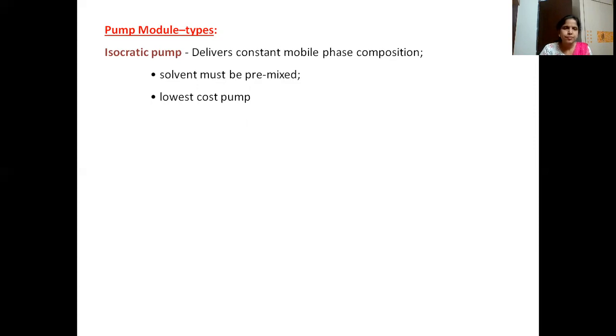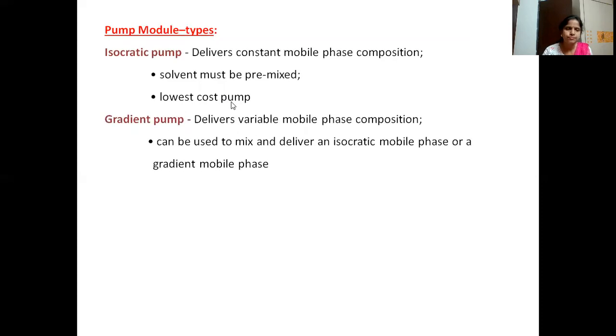So in an isocratic pump, whatever composition we need, whether it is 1:1, 1:2, or any ratio, that composition will be maintained. So here the solvents must be pre-mixed. We have to mix them, and the data will be given in the computer, so that, according to that, it will be pumped into the column. And the cost of this pump is very low also.